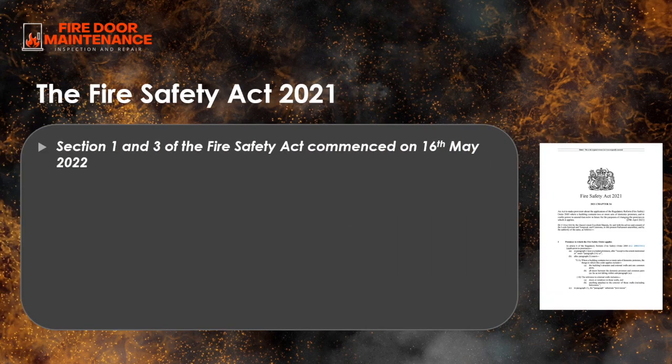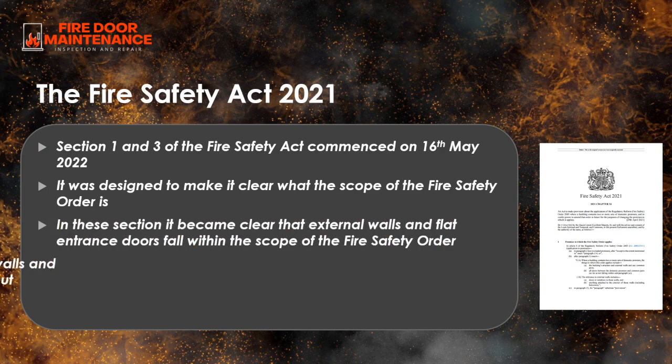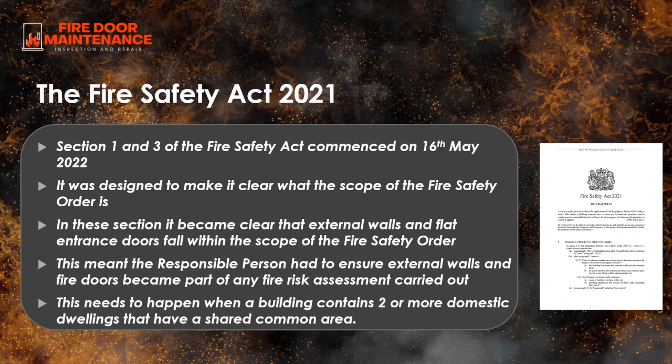So, the Fire Safety Act 2021. Sections 1 and 3 of the Fire Safety Act came into force on the 16th of May 2022. Again, this came from findings at Grenfell Tower. The purpose of this Act was to make it a lot clearer which types of buildings and which parts of the building come under the scope of the Fire Safety Order.